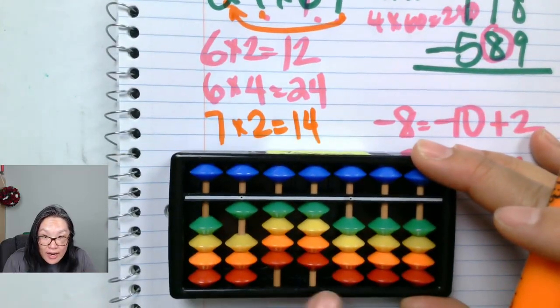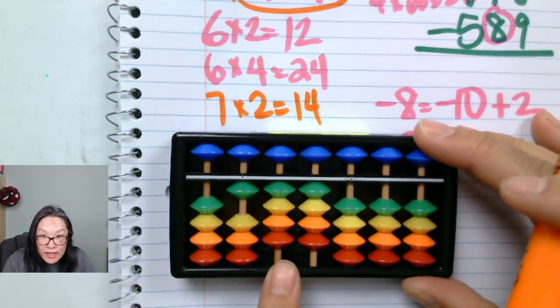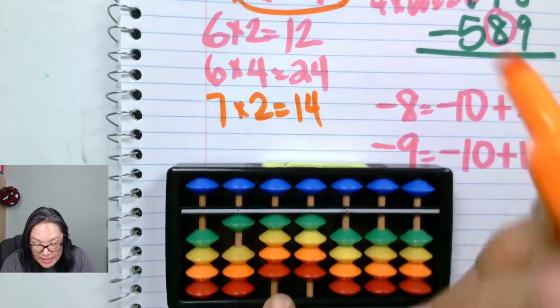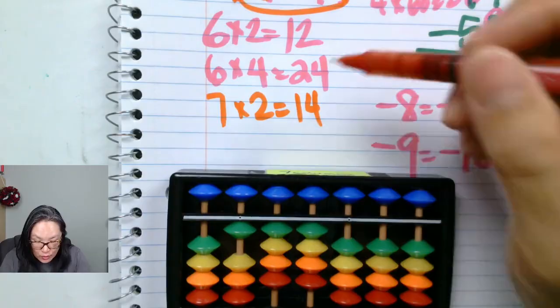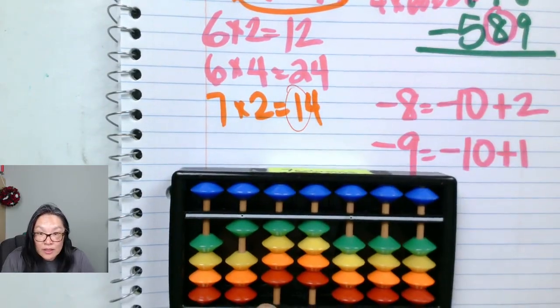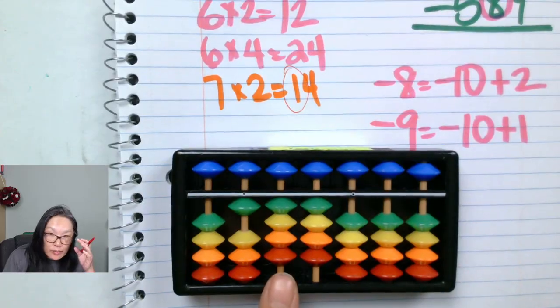I add 1, I add 4. I add 1, I add 4. I add 1. Right? There's not enough beads to add the 1. What do I do? Do we remember? What do I do to add the 1? I need to add the 1. How do I add the 1 here? Do we remember?